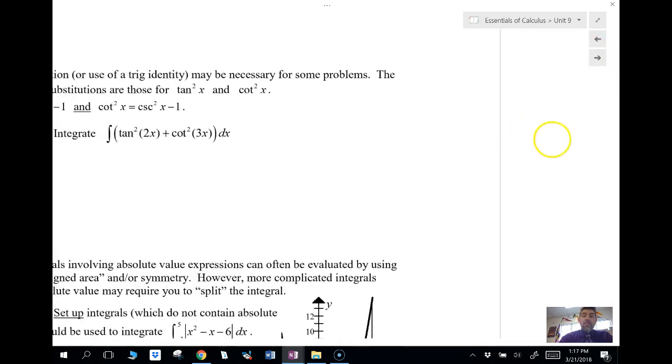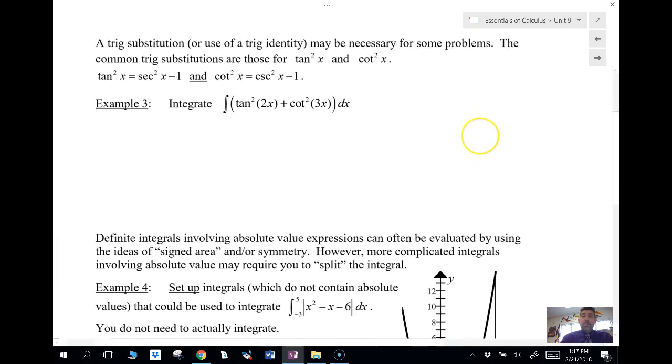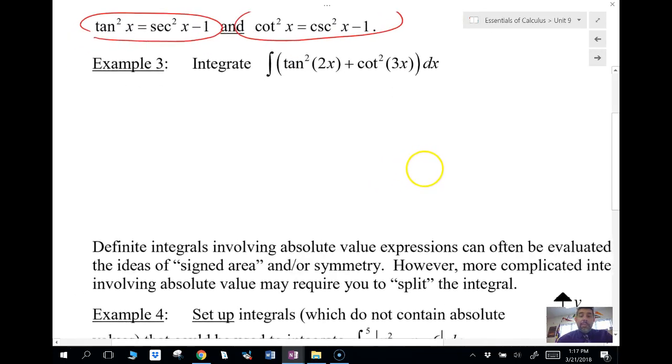All right, so sometimes we have to deal with trig identities. The most common substitution trig identities that we'll need are tangent squared x equals secant squared minus 1, or cotangent squared equals cosecant squared minus 1. So let me show you an example here. Let's suppose I have to integrate this.